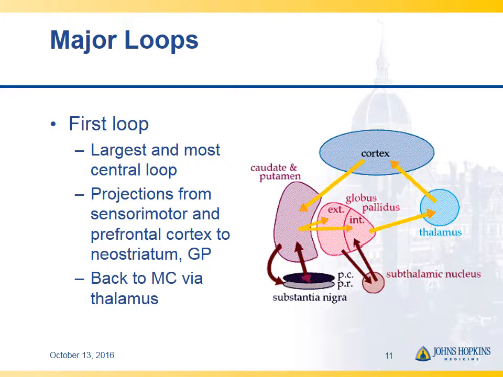The first loop is the largest and most central loop. There are projections from the sensory motor cortex and prefrontal cortex to the neostriatum and globus pallidus, and then back to the motor cortex via the thalamus.